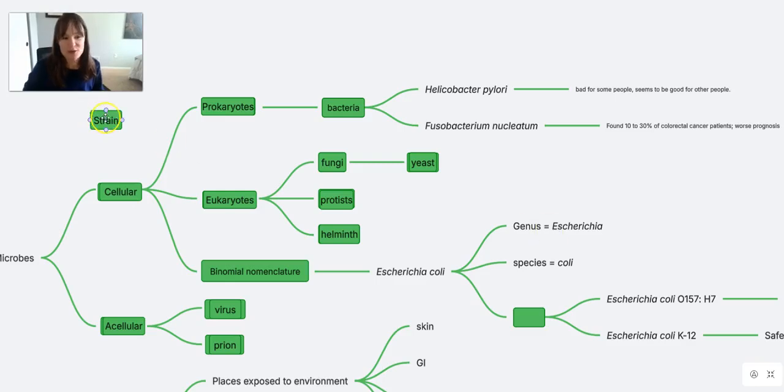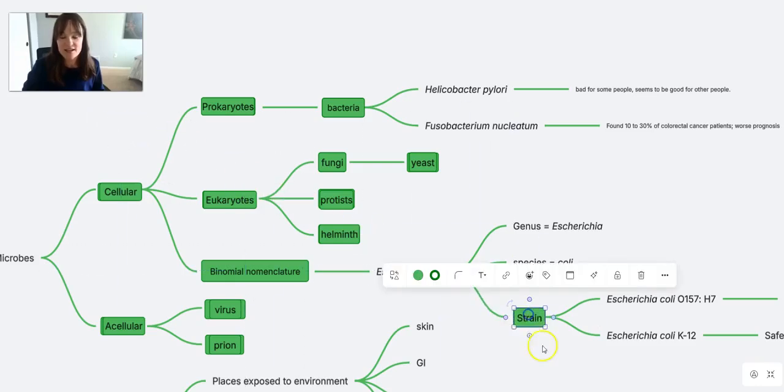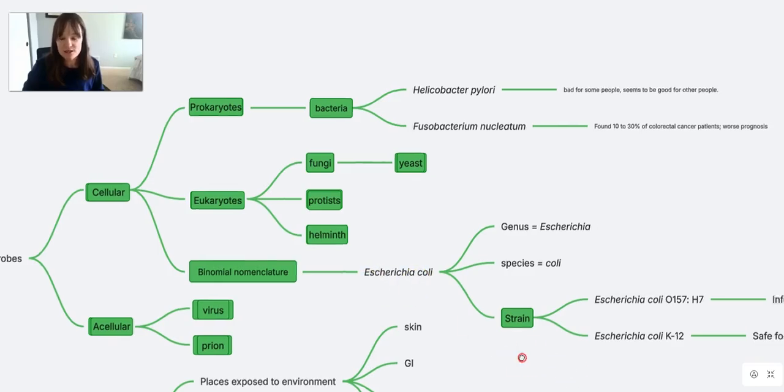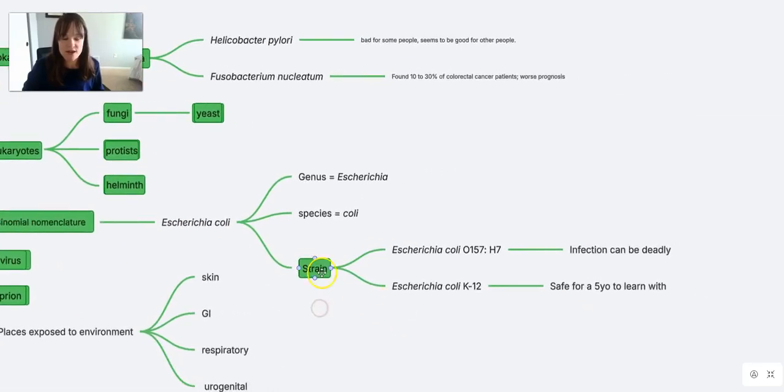Okay, so the only remaining term that we have left is strain. So let's slide that down here. And I included that coming off of Escherichia coli because here are 2 different strains of Escherichia coli, O157H7, which is an infection that can be deadly. There's also Escherichia coli K-12, which is safe for me to take into a kindergarten classroom and have 5-year-olds work with, despite the strange choices they may make.